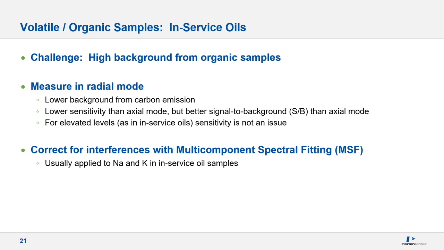The next challenge to deal with in oil analysis is the high carbon background. There are two solutions here: measure in radial mode and correct for any interferences. As discussed earlier, measuring in radial mode lowers the background from the carbon. The analyte sensitivity also decreases, but the signal to background ratio improves compared to axial mode, meaning that lower concentrations can be measured. Residual interferences from carbon can be overcome with the use of multi-component spectral fitting, or MSF, which is usually applied to sodium and potassium in in-service oil samples. We'll look at MSF in more detail later.